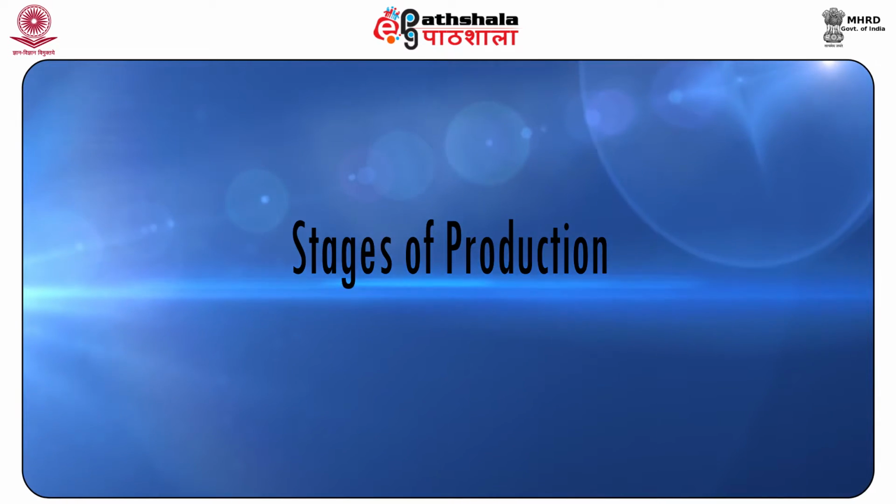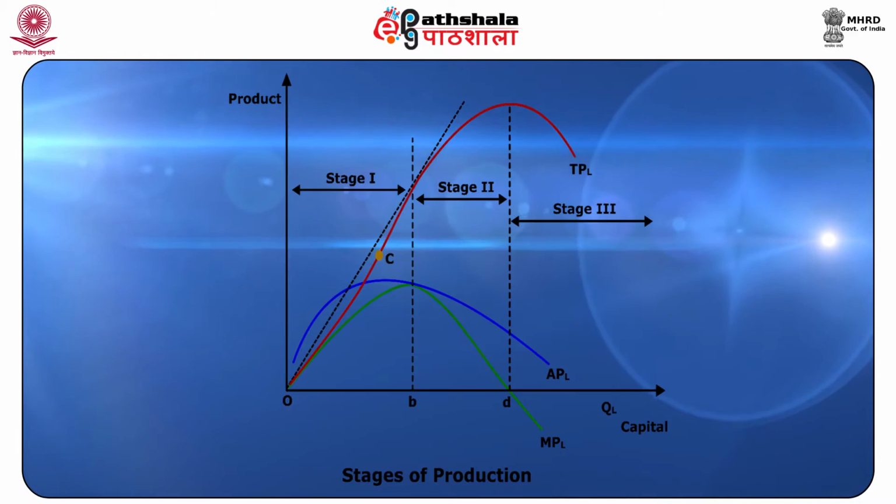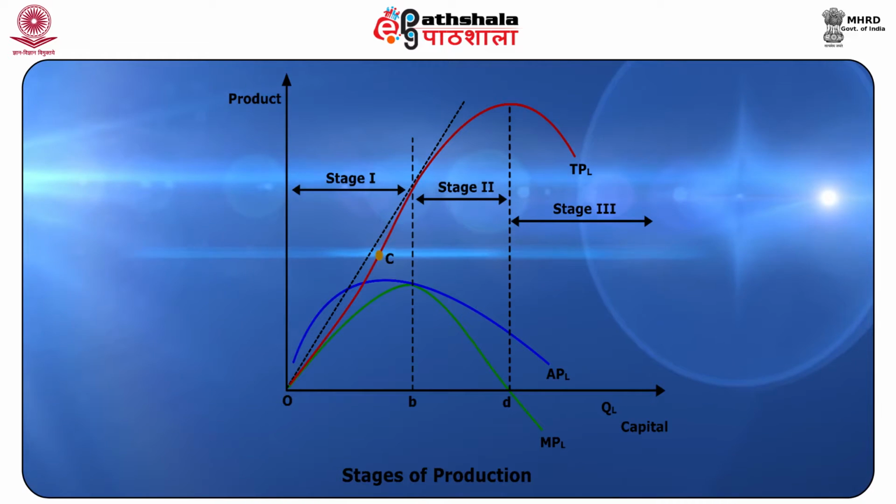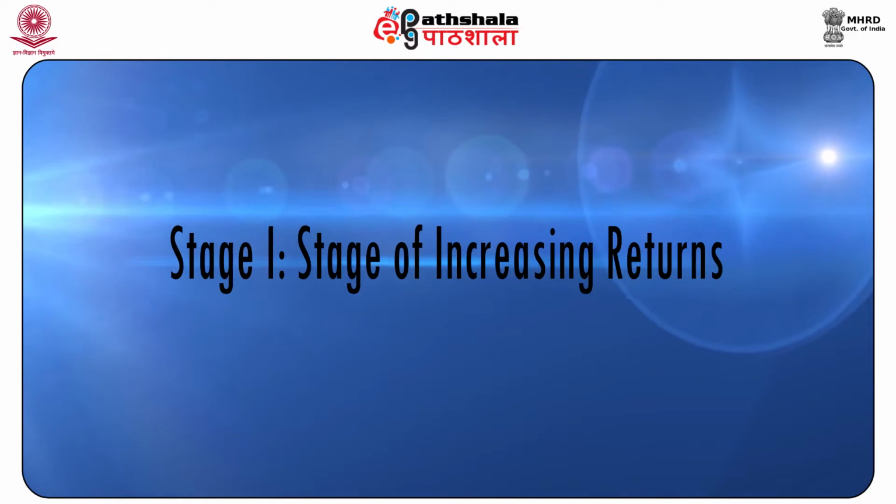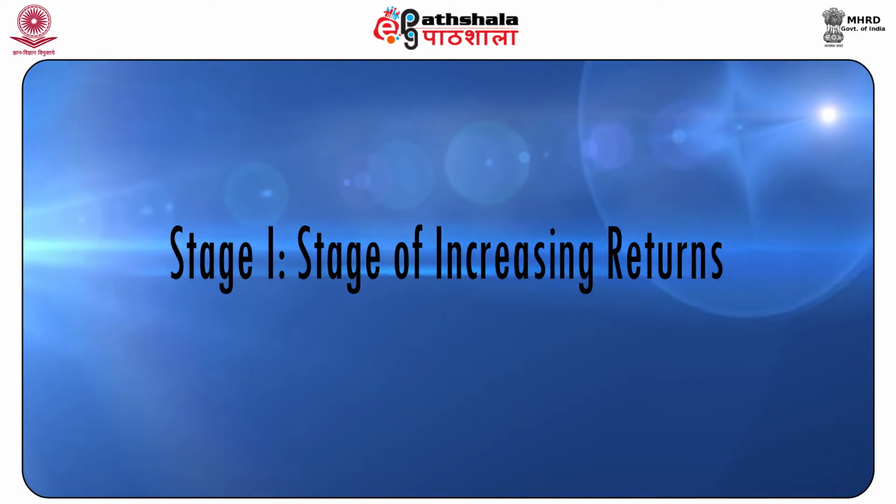Next, stages of production. In the short run, a firm can change the output by changing the quantities of the variable factors, while quantities of other factors remain unchanged. The behavior of output can be explained in 3 stages. The diagram shows the 3 stages of production. Stage 1, stage of increasing returns.